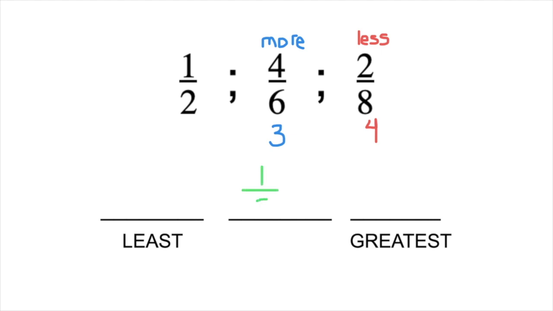So already we can see that one fraction is more than half and one fraction is less than half. We can go ahead and put half as our middle. We can go ahead and put 4/6 as greater than half and 2/8 as less than half. And now you have your fractions in order from least to greatest.